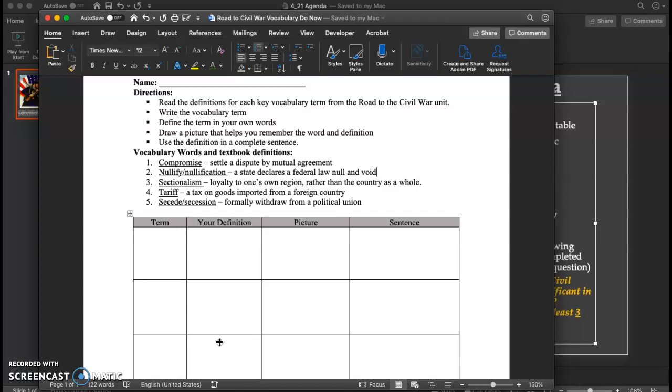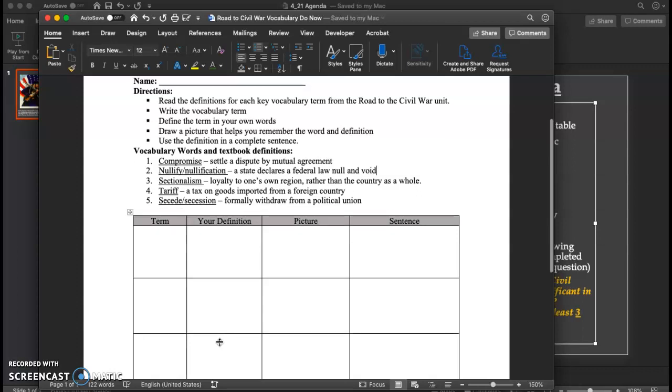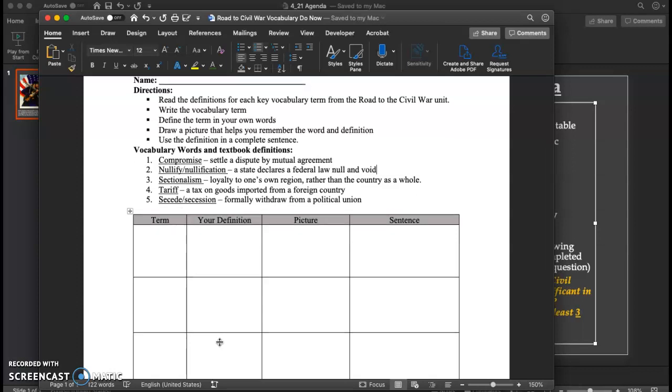So go ahead now and complete that graphic organizer below. You have about 4 to 5 minutes to work on that. After 4 to 5 minutes, I'm going to start calling on people at random, and you're going to give me your definition, and you're also going to read your sentence out loud to the class. Okay, so go ahead and work on that now.